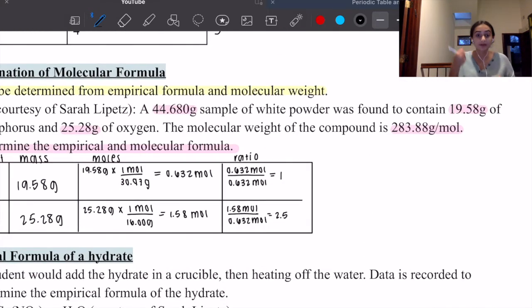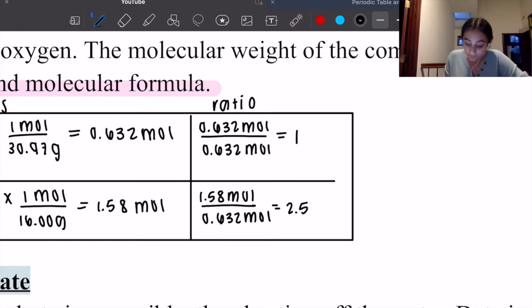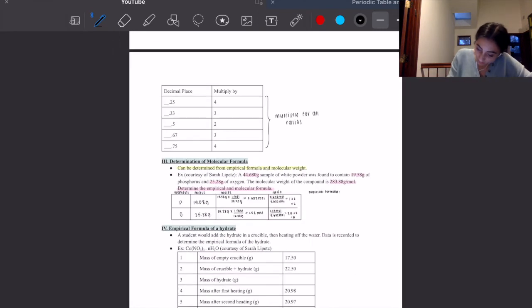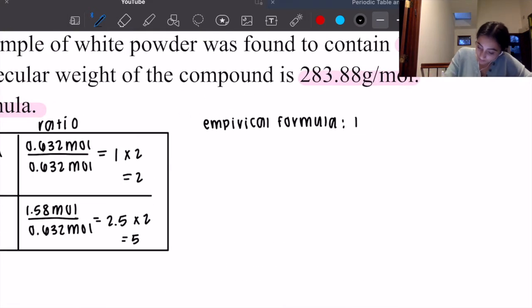So now that is not a whole number. So if we go back to our chart, if we have a 0.5, we need to multiply both of these by 2. So if I multiply 2.5 by 2, I get 5. And if I multiply 1 by 2, I get 2. So our empirical formula is P2O5. Now we have our molecular weight and we need to find our molecular formula.